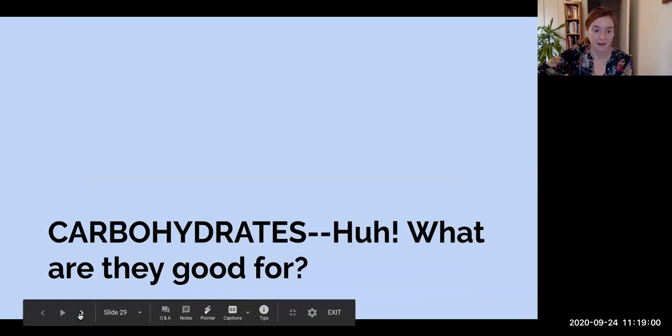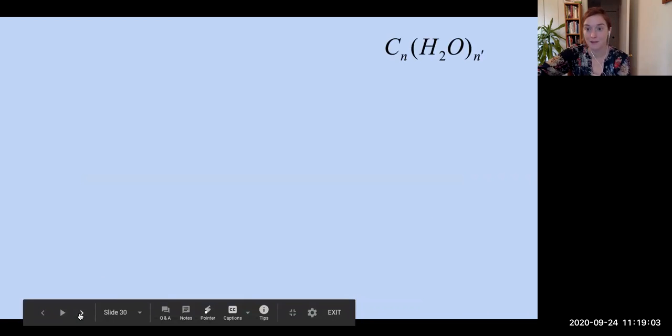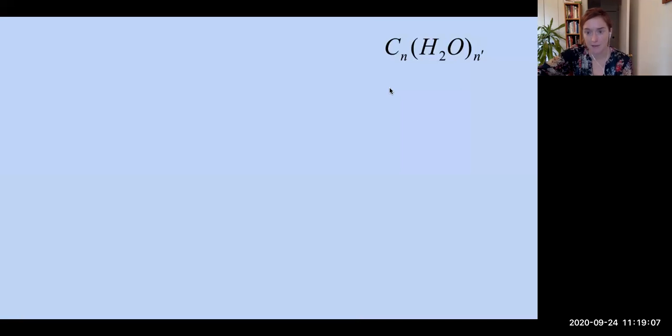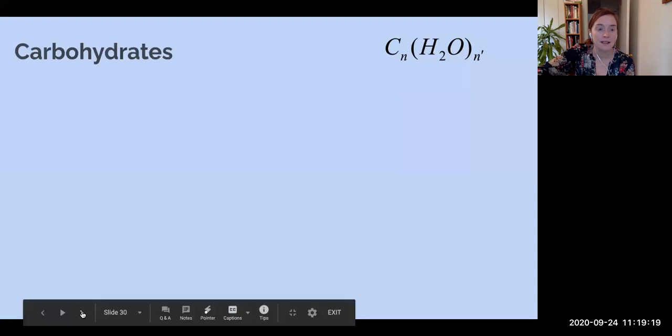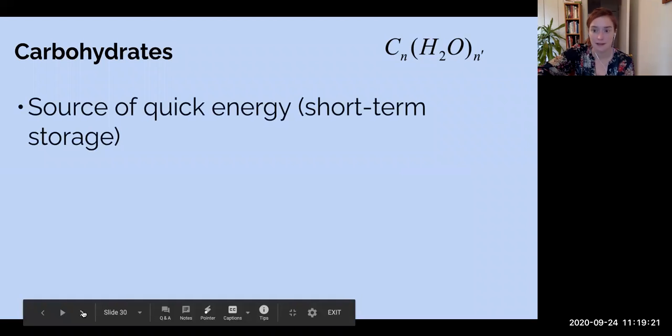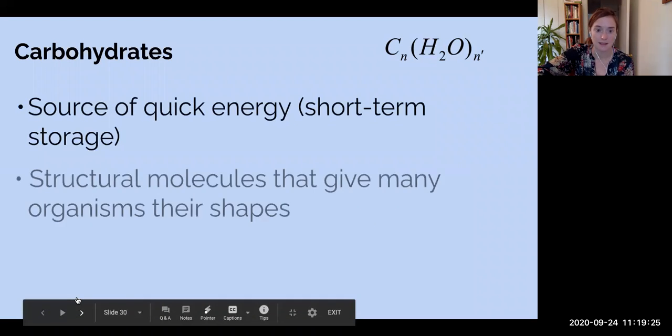So carbohydrates, the basic rundown: all the monomers, all the monosaccharides, have the same formula. For every carbon, there's a water. And so that's why they're called carbohydrates, right? They're hydrates of carbon. They're a carbon and a water. And they are good for quick energy. So they're what we use for energy, all living things, as their energy currency.